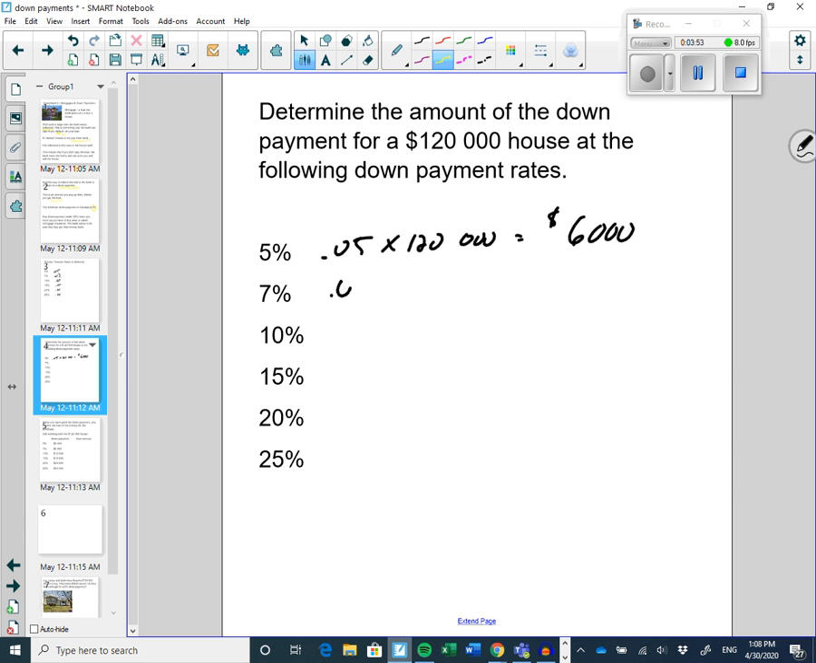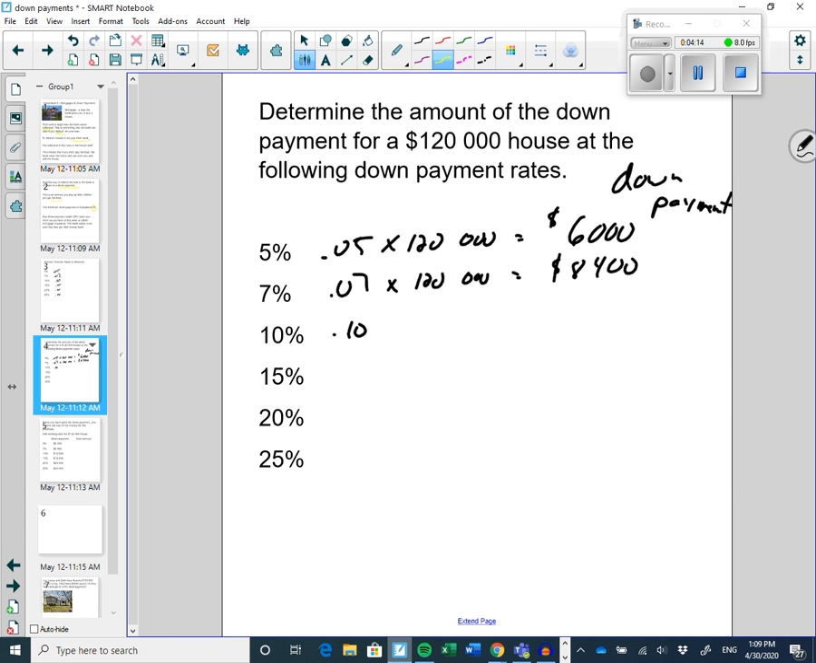If it's at 7%, same procedure. 0.07 times 120,000. You need even more. Okay, these are all what's called down payments. And we're just going to keep going here.